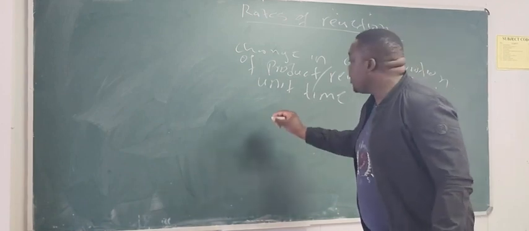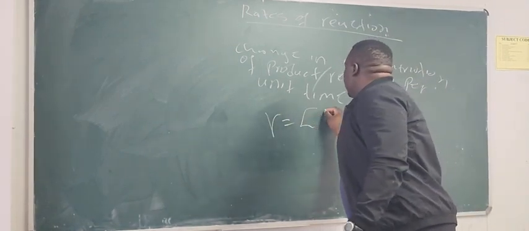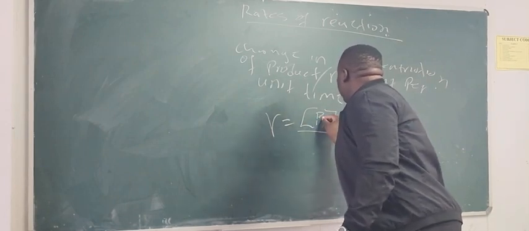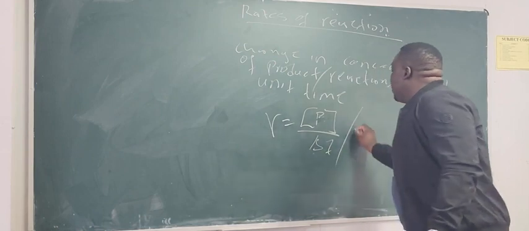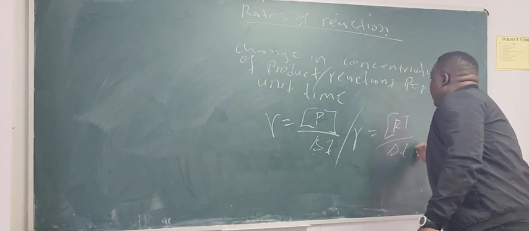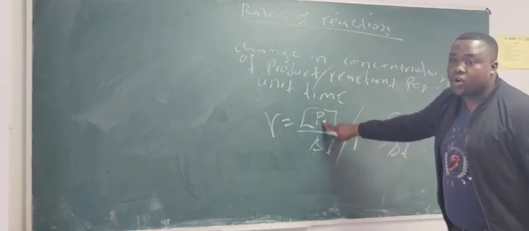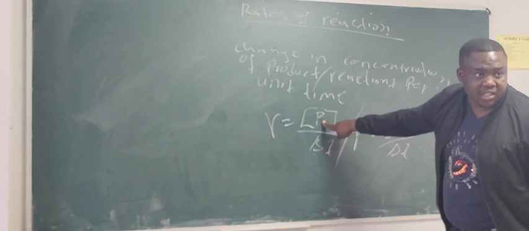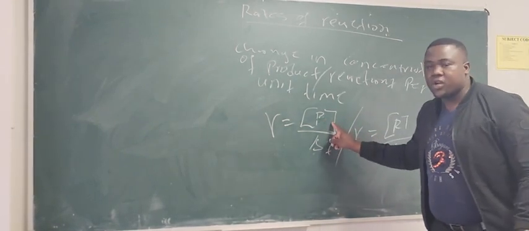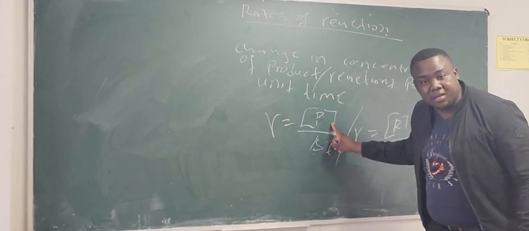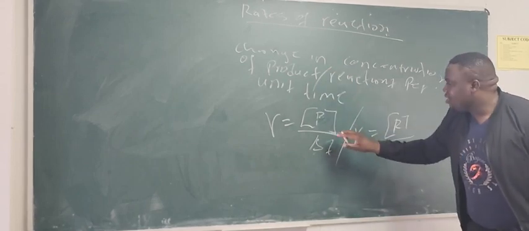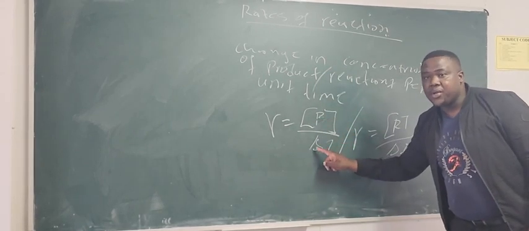Whereby mathematically we can write it: rate of reaction is equal to the change in the concentration of product, P, over the change in time. Or rate of reaction is equal to the change in the concentration of reactants per unit time. You know that the square brackets represent concentration, right? If I don't want to write concentration in many words, I'll write square brackets. So this formula and these words are the same thing. It's the change in the concentration of product per unit time.